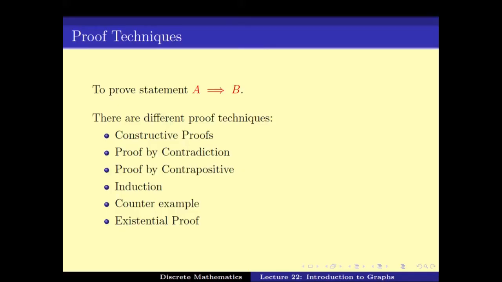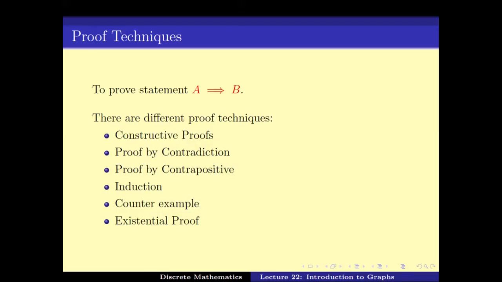solve a problem like A implies B, and we have gone through a number of proof techniques, right? We have not yet gone through the proof technique of existential proof. We'll possibly take a look at them later on. But we have till now gone through constructive proof, proof by contradiction, proof by contrapositive, induction, counterexample, and so on.